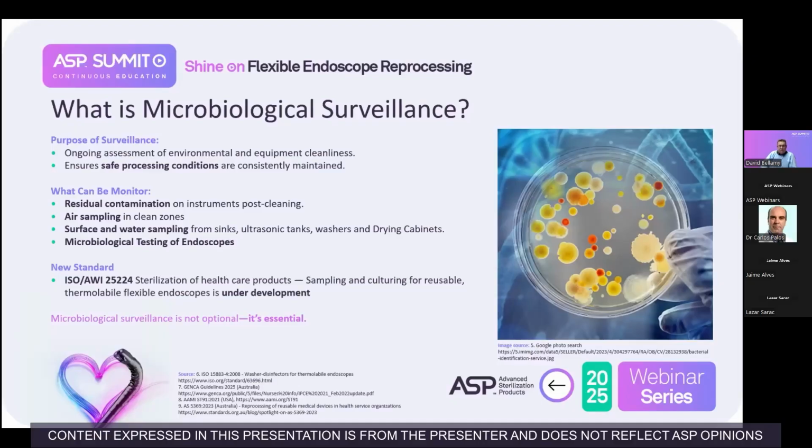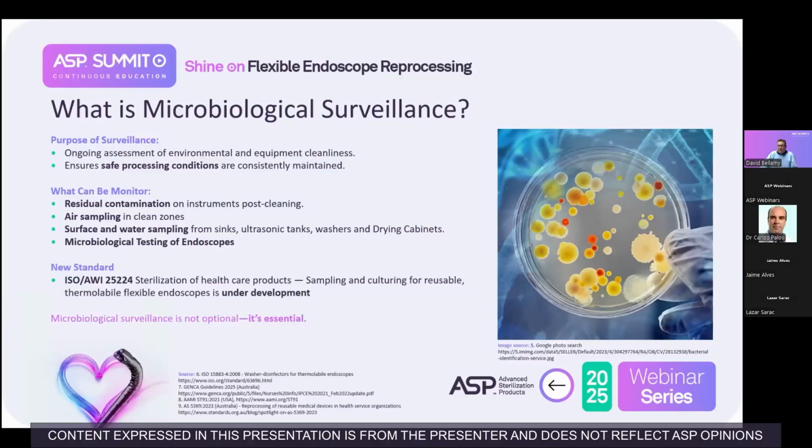Going into microtesting of endoscopes, both the GENSA guidelines and ST91 acknowledge that microbial surveillance is a vital tool when verifying the effectiveness of flexible endoscopes. However, their approaches differ slightly in the scope and the frequency. So GENSA recommends routine surveillance as a best practice, particularly after high-level disinfection, and encourages it following repairs, changes in the equipment or chemicals, or, of course, when breaches are suspected.